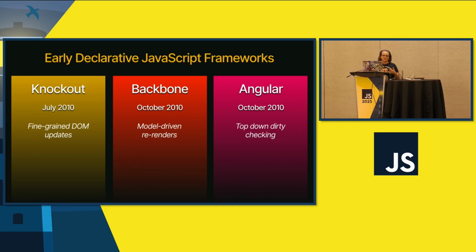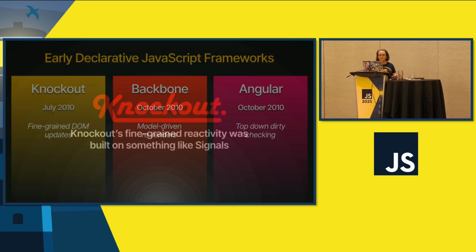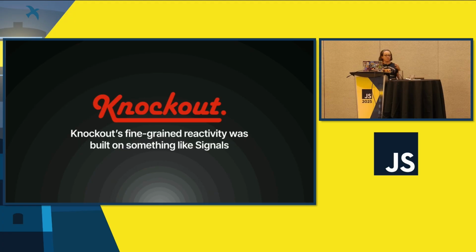So with our early declarative JavaScript frameworks, we got Knockout, Backbone, and Angular all in 2010, in pretty quick succession, and they all handled things a little bit differently. Angular does top-down dirty checking, Backbone did model-driven re-renders, but Knockout did fine-grained DOM updates. When you talk with Ryan, Knockout was one of the first places where we started to see this fine-grained reactivity that was built on something like signals.